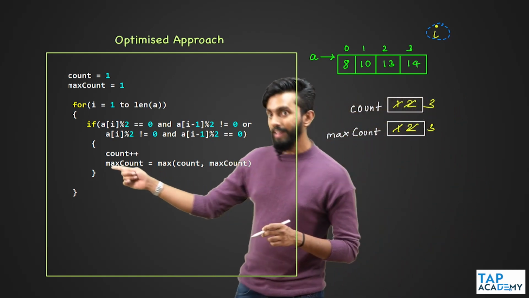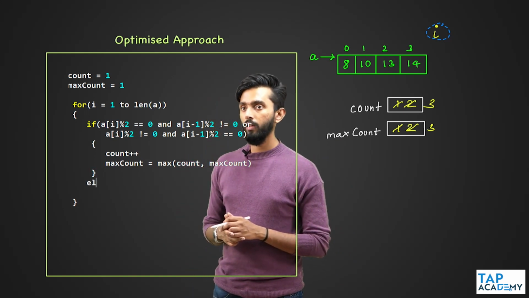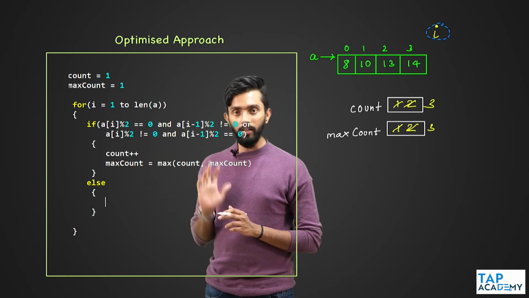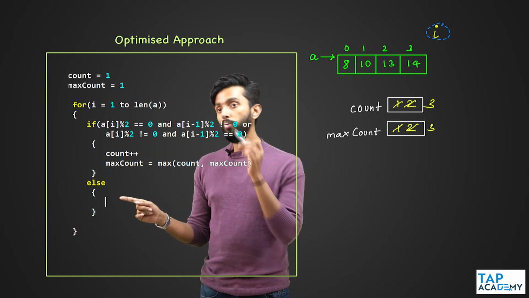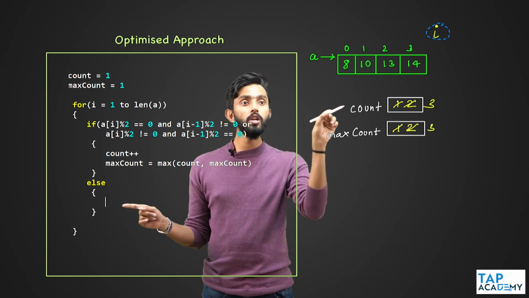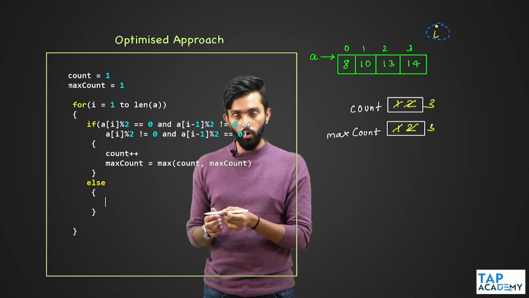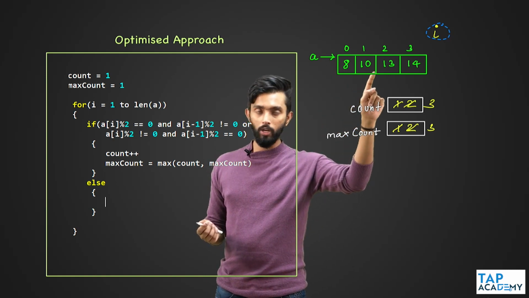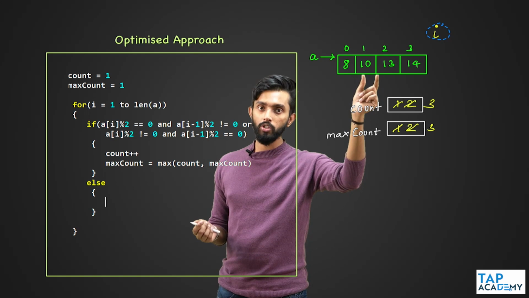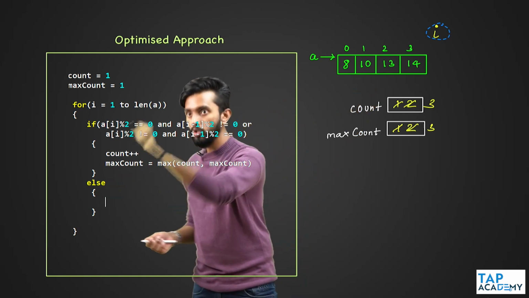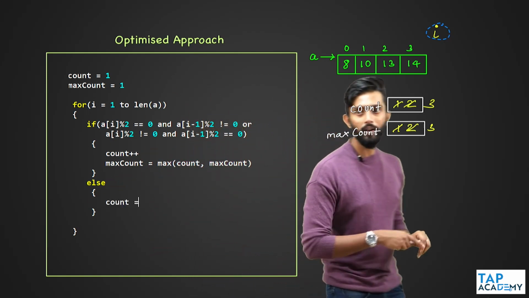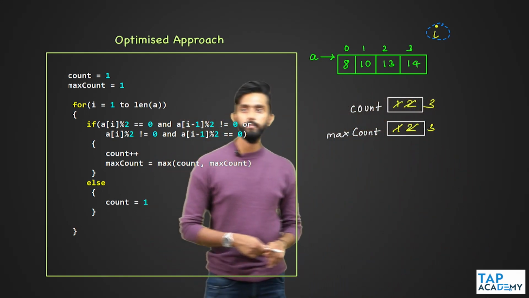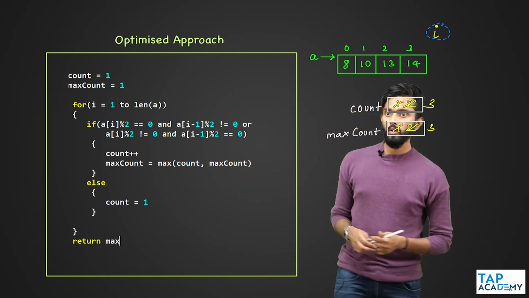Now, else. Else means that the condition didn't satisfy. If the condition didn't satisfy, then you must always reinitialize count to 1, because for whichever element of I you start with, that is also a subarray. One element is also a subarray and its length is always 1. So count should always be reinitialized to 1. I hope you are able to understand. And come out of the loop and return max count. That's all you have to do.